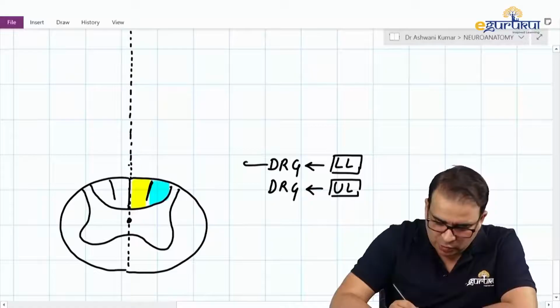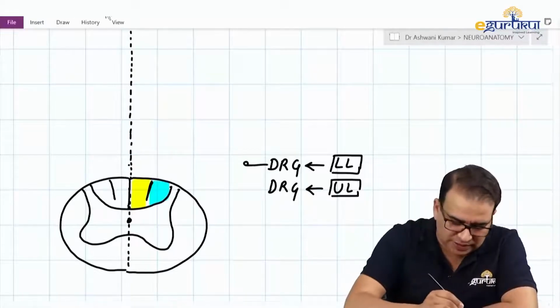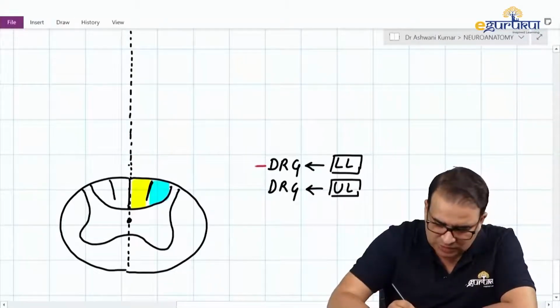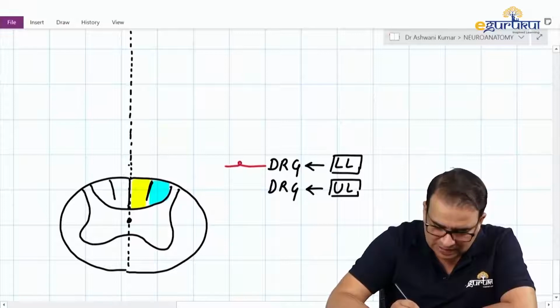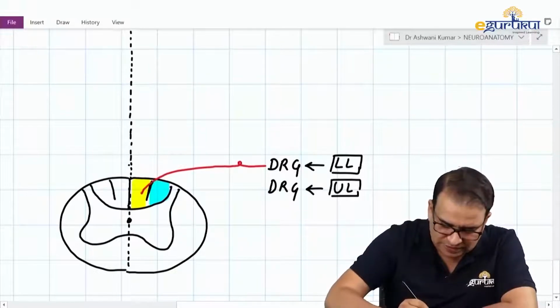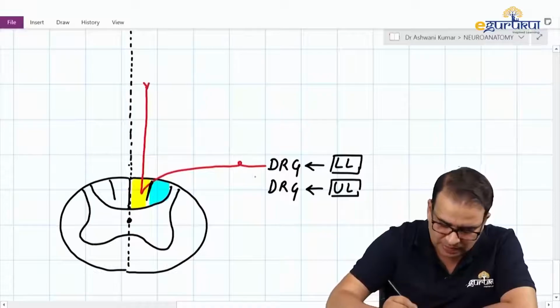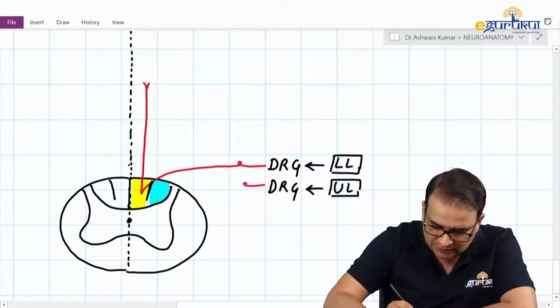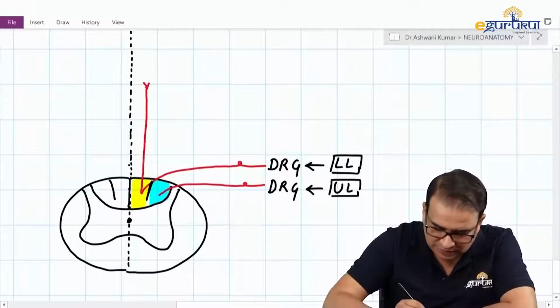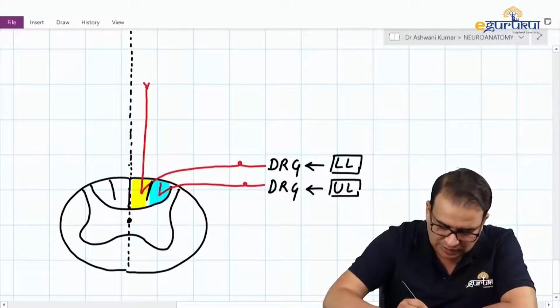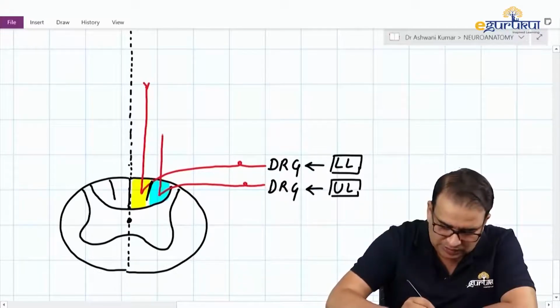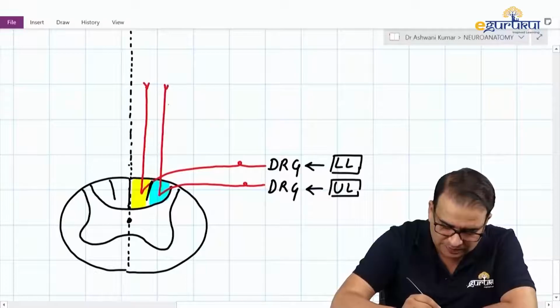Whether it is upper limb or lower limb, the thing that you will notice here is that their first order neuron will start as DRG, which will go directly into the fasciculus gracilis and ascend upward to reach the brainstem. Just the brainstem only, don't go beyond that. And again, for the upper limb also, they will reach the fasciculus cuneatus and they will also ascend upward to reach the brainstem. Let me draw this arrow here.